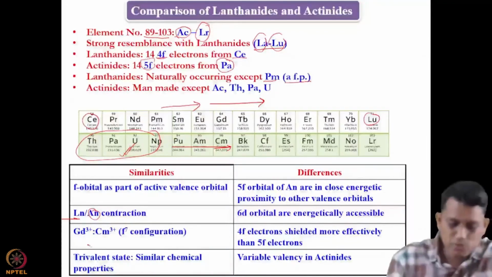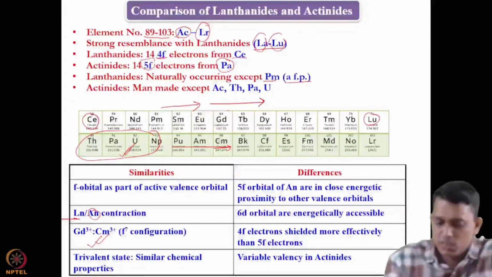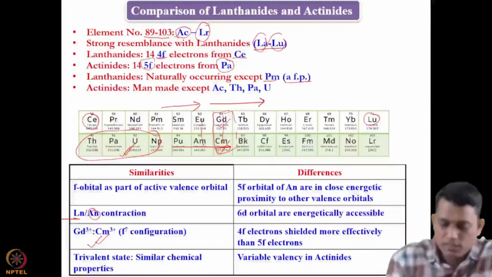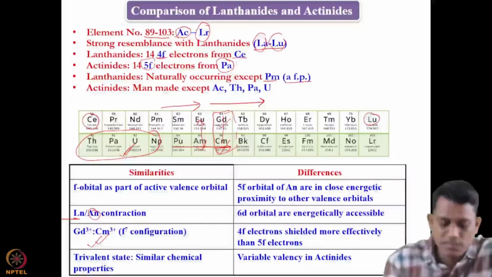When you see the tri-positive metal ions, gadolinium and curium both have an f7 configuration. In the trivalent state, whether this or this, they behave in a very similar way in both lanthanides and actinides. But what is the difference?